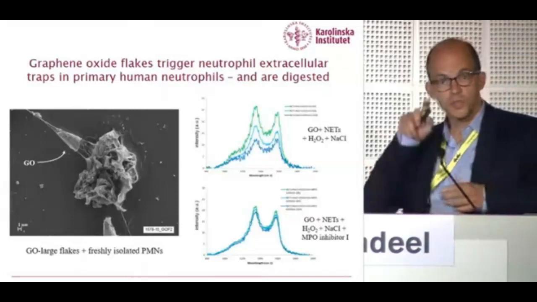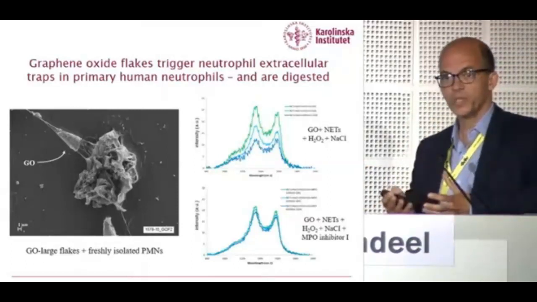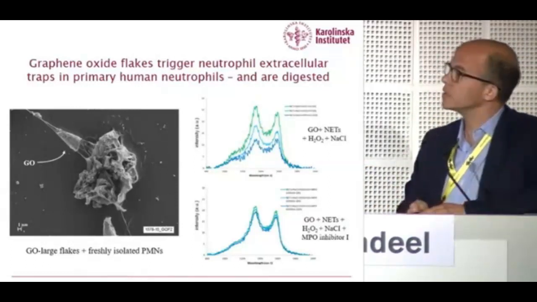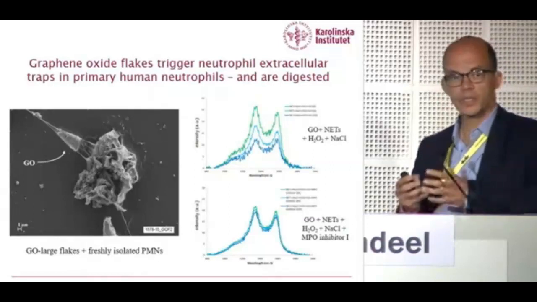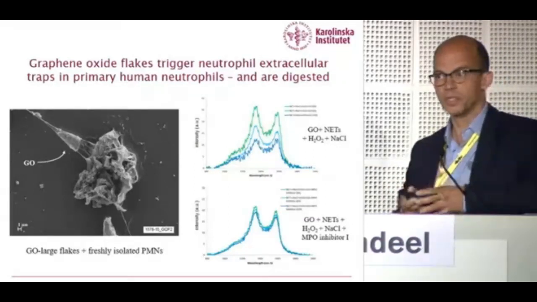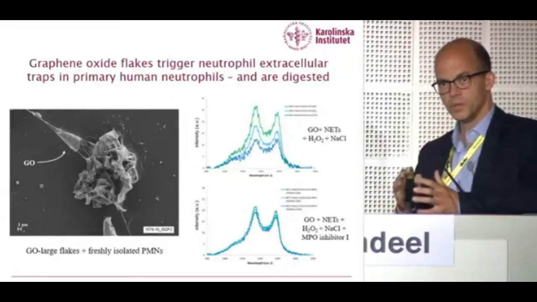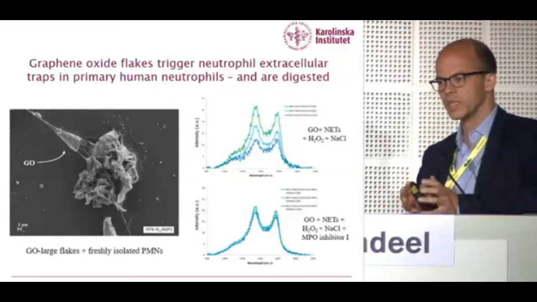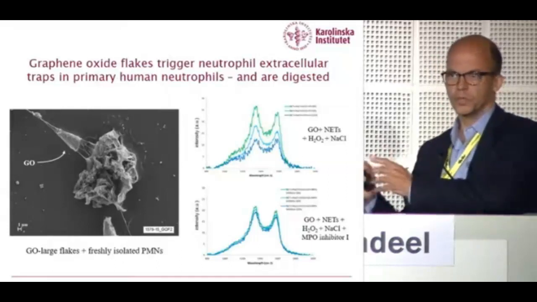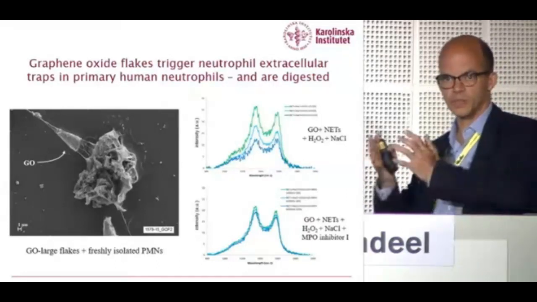Now, as I told you before, NETs contain granule proteins, including myeloperoxidase. So we asked the question, can the NETs actually degrade graphene oxide extracellularly? And to do this, we triggered neutrophils with PMA, which allows us to trigger NET formation. We then purified the NETs from the cells. So we have purified NETs.